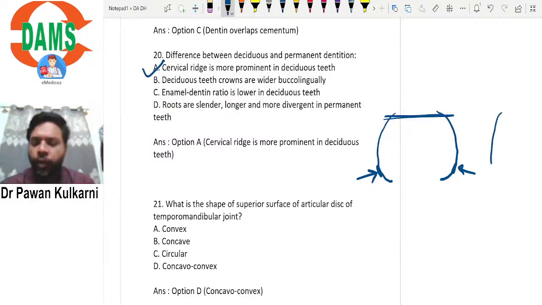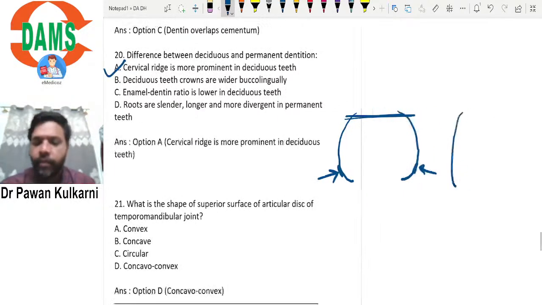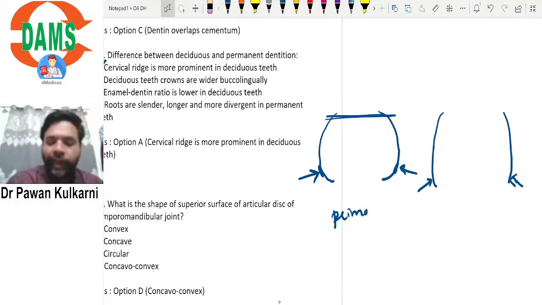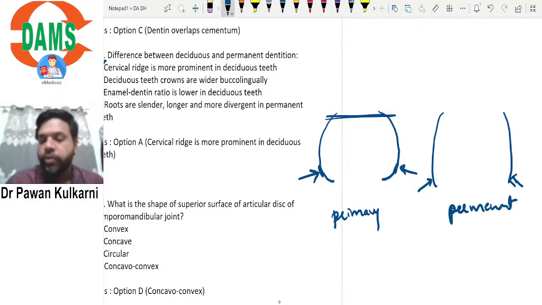Like for example, a permanent tooth will be something like this. If I have to draw it, there won't be this bulge. The cervical bulge is not so prominent. Whereas this is a primary tooth, and this is a permanent tooth. So the cervical bulge is prominent in the primary tooth and less prominent in the permanent tooth. Okay, so this much is clear.